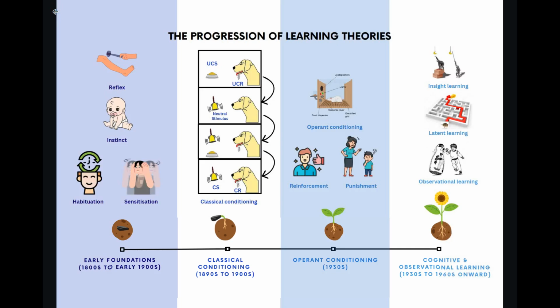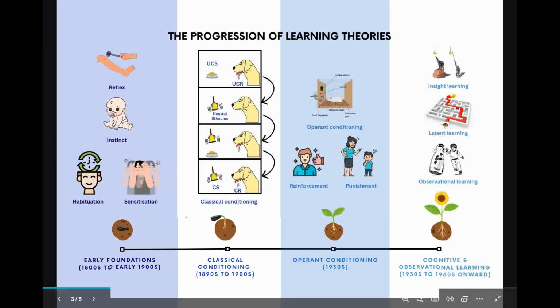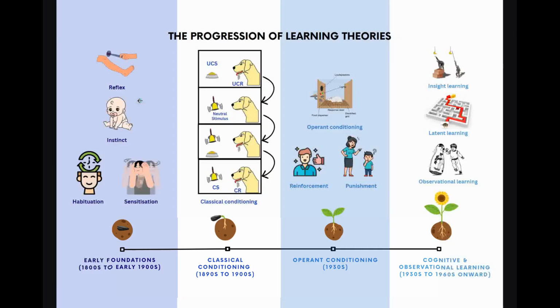Module 4 is learning, where we have the progression of learning theories over time. We have a seed here, and the seed sprouting is symbolic of the progression of these learning theories over time. Starting with reflex, this is an automatic and involuntary reaction to a stimulus. In this image, as you can see, there's a hammer tapping the knee, and the leg kicks out without conscious thought. That's reflex, and an instinct is an inborn pattern of behavior. In this image here, it's a baby sucking on a pacifier, and this sucking response happens naturally without needing to be learned.